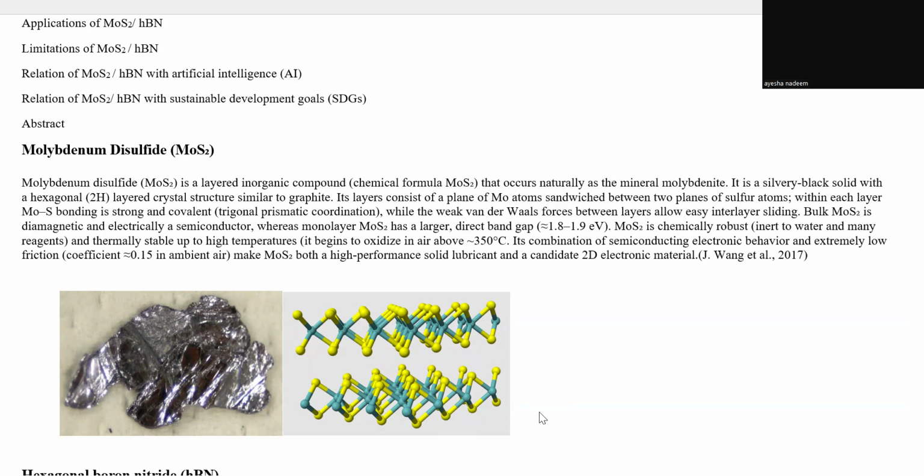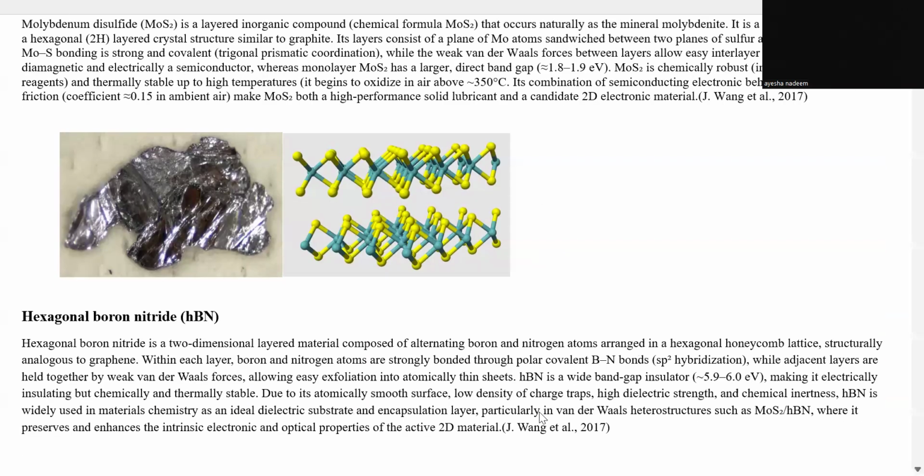Molybdenum disulfide is chemically robust, which means that it can withstand many adverse conditions, including being inert to water and many reagents, and thermally stable up to high temperatures. It begins to oxidize in air at nearly 350 degrees Celsius. Its combination of semiconducting electronic behavior and extremely low friction coefficient, nearly 0.15 in ambient air, makes molybdenum disulfide both a high performance solid lubricant and a candidate 2D electronic material.